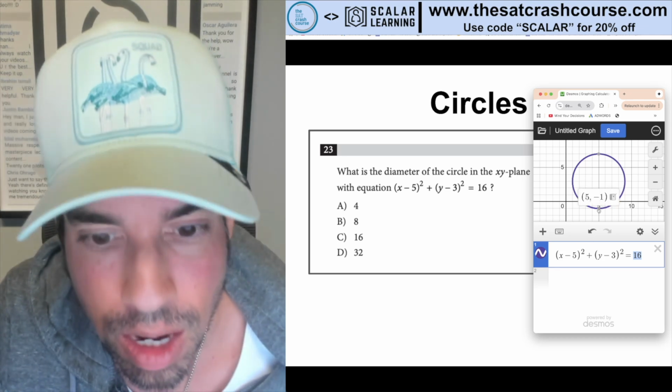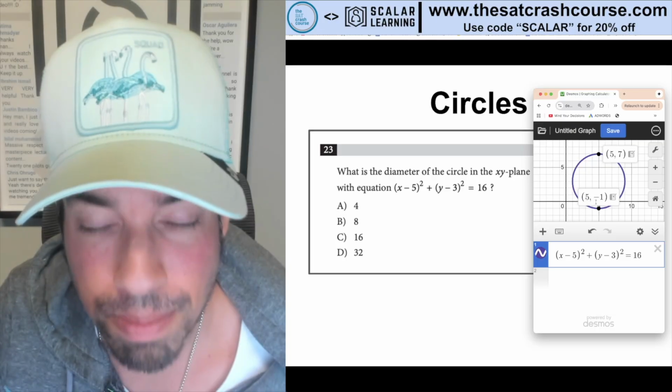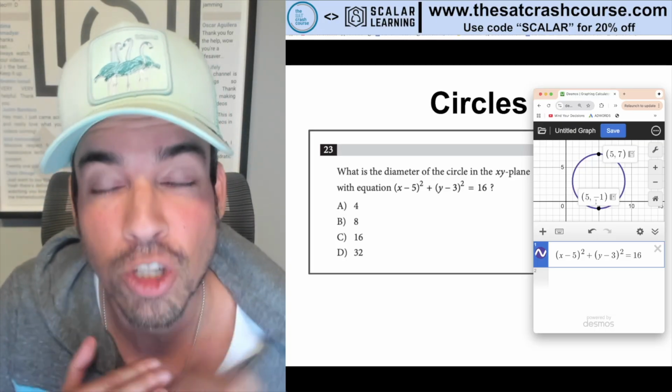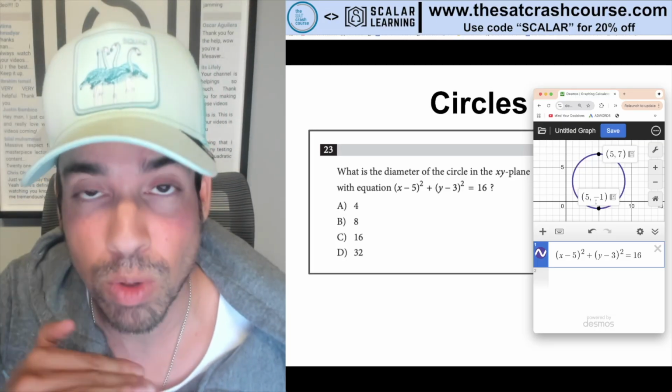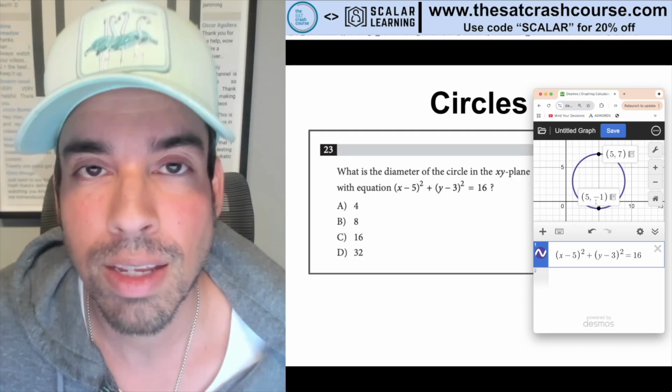But if I don't know that, I just click here and here. And check it out, I've got 7 on the top, -1 on the bottom. So the diameter is that full distance between -1 and 7. 7 minus -1 is 8. Double verified. That's how you do it.